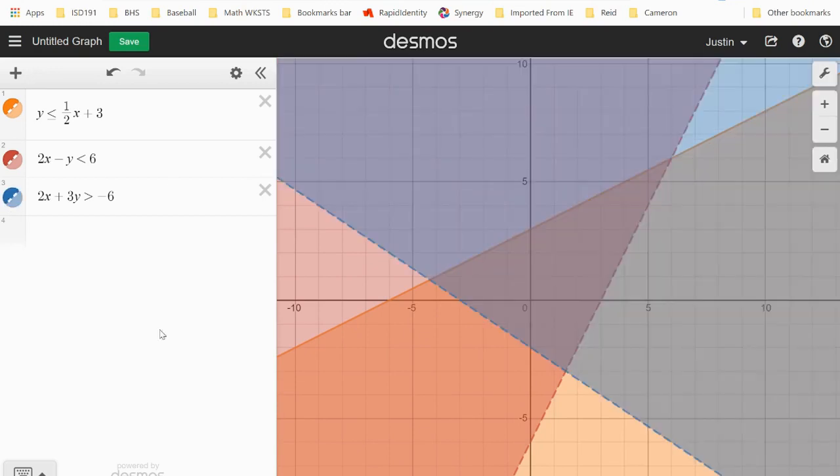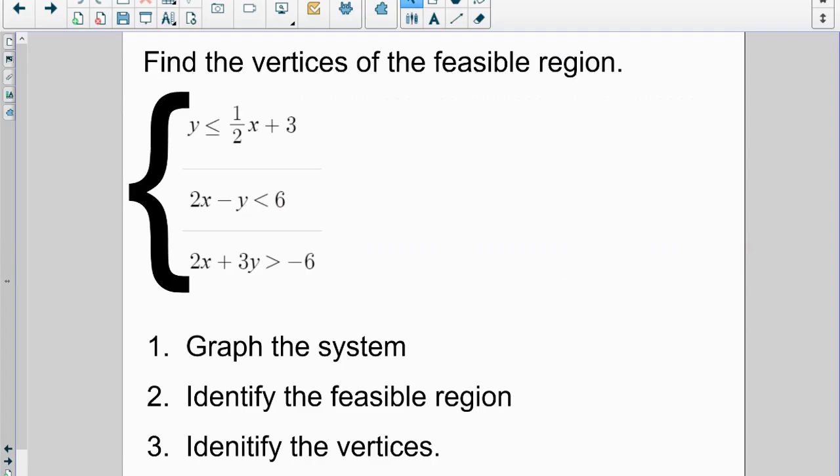But we have a third inequality that also says it has to be above this boundary line. So what area is shaded or overlapped by all three? It's in the middle of this triangle here. Okay, so this would be the feasible region, anything inside the triangle formed by these three boundary lines.